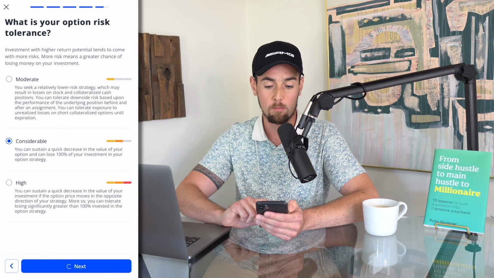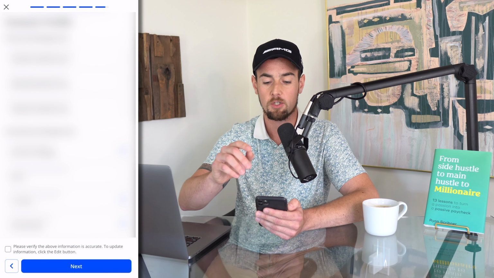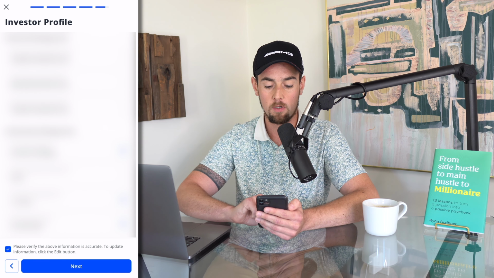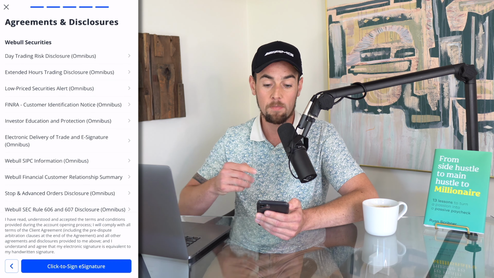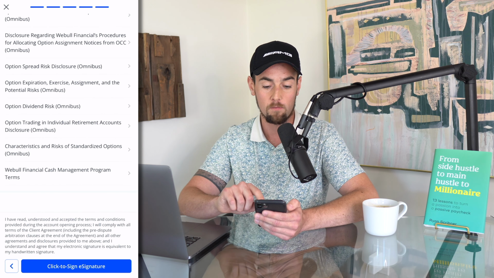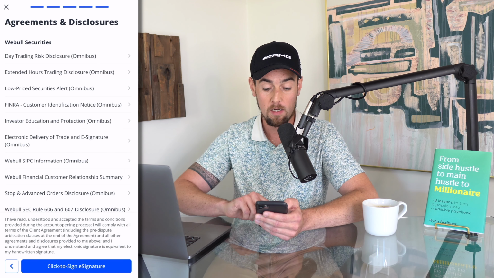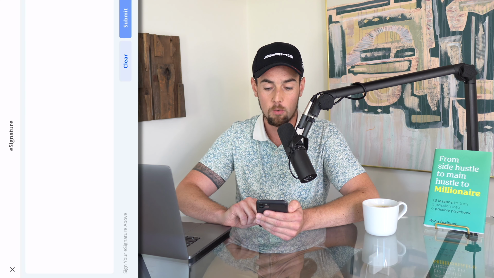After that, we're going to click on the blue next button once again, and then you have to go through and essentially verify that all of the information supplied is correct. If it looks good, you're going to check on the box and click the blue next button once again. At this point, you have to click to e-sign their disclosures and all of these different legal documents. There's going to be more if you enable options trading. If that looks good, you can click to e-sign and then click on the agree button, and then you just have to do a signature in the box and click on submit.